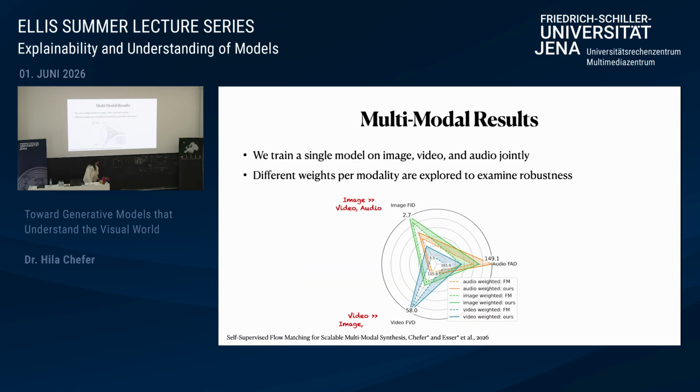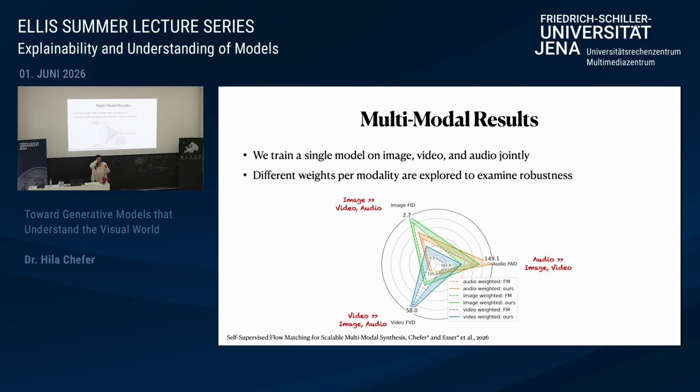Another limitation of using external representations is that you need a representation learner for this specific task, right? So for image, I need an image teacher. For video, I need a video teacher. For audio, I need an audio teacher. But here, the model teaches itself as it goes. So I can train a single model on multiple modalities jointly. So I can train a model to generate images, videos, and audio simultaneously.